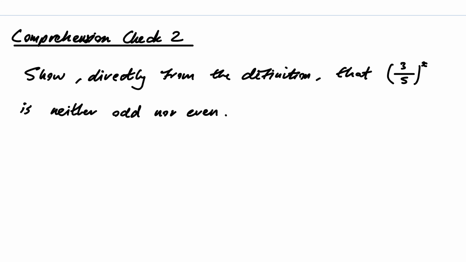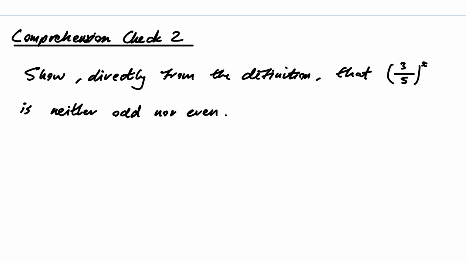Show directly from the definition that this function is neither odd nor even. Well, this is something we've done a few times, really. It's something where all we've got to do is check that it messes up in some way. There are kind of two ways to do this, one which isn't rigorous, one which is. You could just graph it and show it doesn't have the appropriate symmetries.